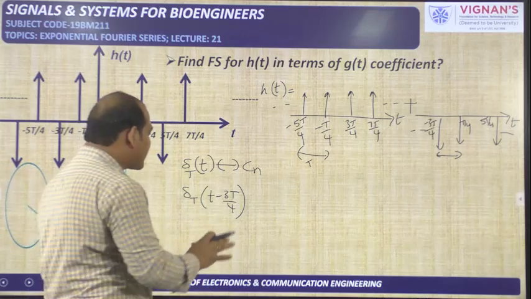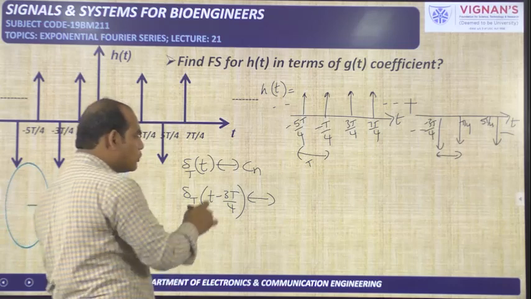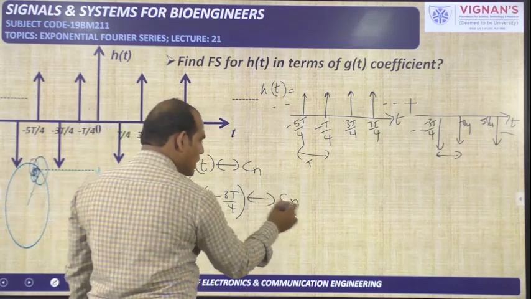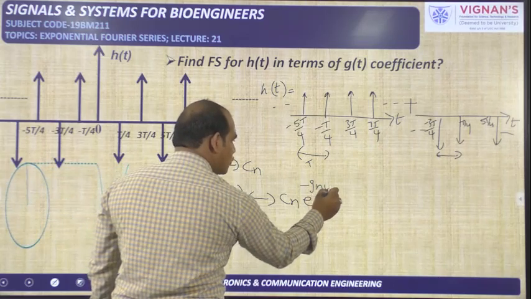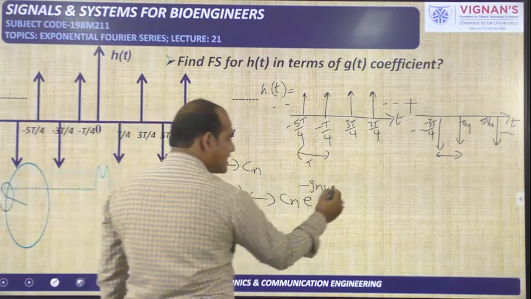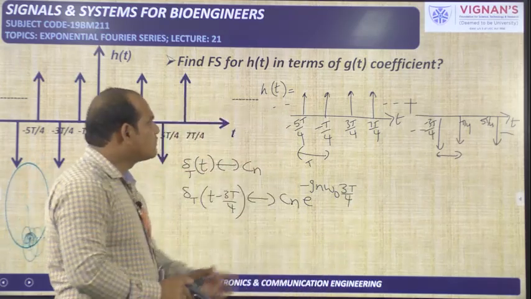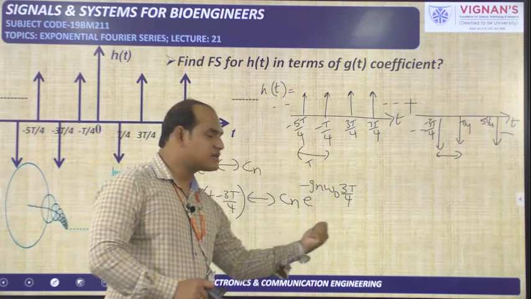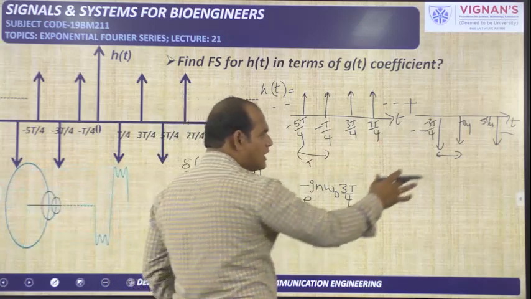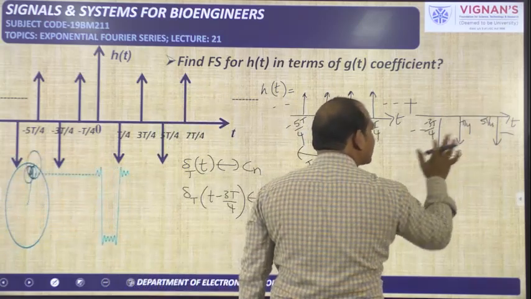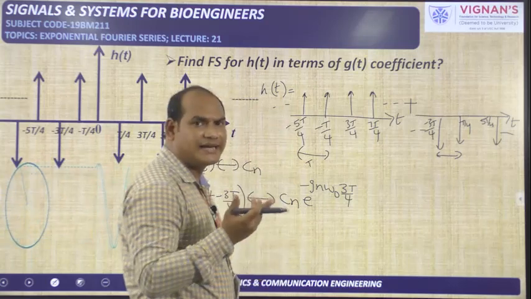And we know how the exponential Fourier series coefficient is affected by time shifting. Without time shifting, Cn is available. With time shifting, an exponential comes in: e power minus j n omega naught times the amount of shifting, which is 3T by 4. So for this signal we now have the exponential Fourier series coefficient. That problem is over. Now see this one. Here all the impulses are below the x-axis. That means the amplitude is negative, so the coefficient will be negative.